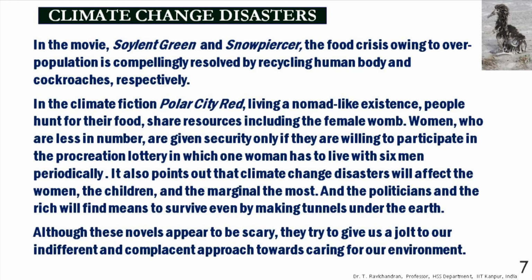There is another climate fiction called Polar City Red. Now, this novel shows people living a nomad-like existence. They go back to the old times and hunt for their food, and they share resources including the female womb. Women, who are fewer in number in the novel, are given security only if they are willing to participate in the procreation lottery, in which one woman has to live with 6 men periodically.